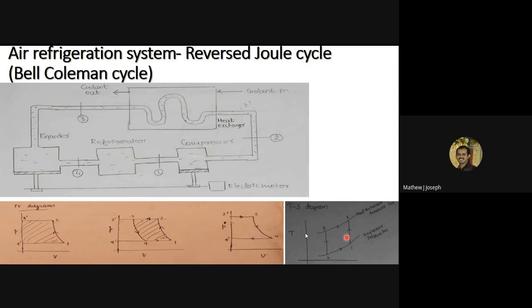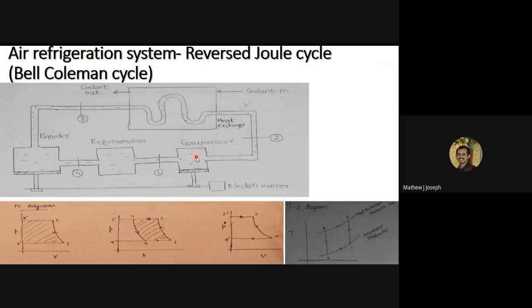So if we are representing it in a TS diagram, the 1 to 2 process will be an isentropic process. At the same time, the temperature will be increasing. That is why temperature is increasing from 1 to 2. So 1 to 2 is represented like this, in a vertical line, in the TS diagram. Then after this compression process, there will be the delivery stroke.